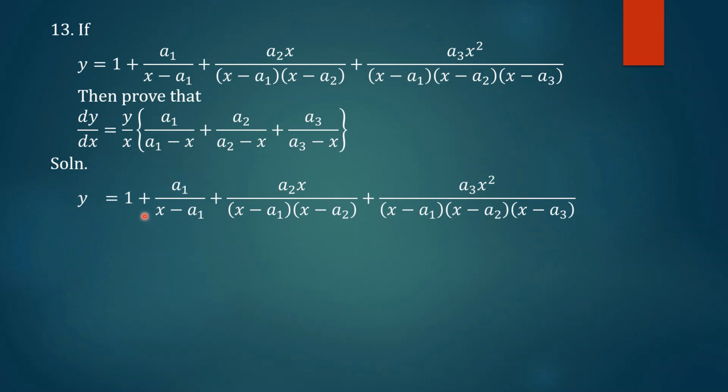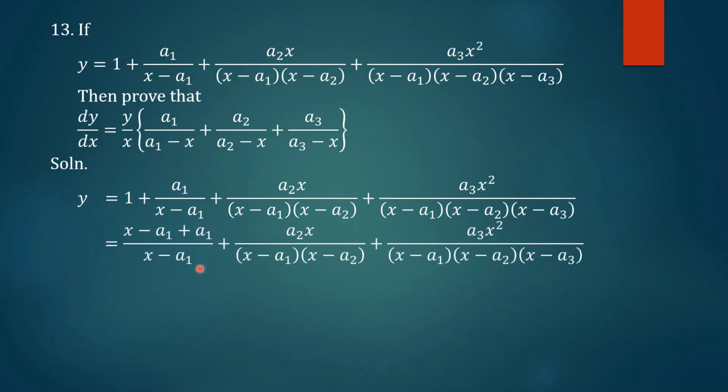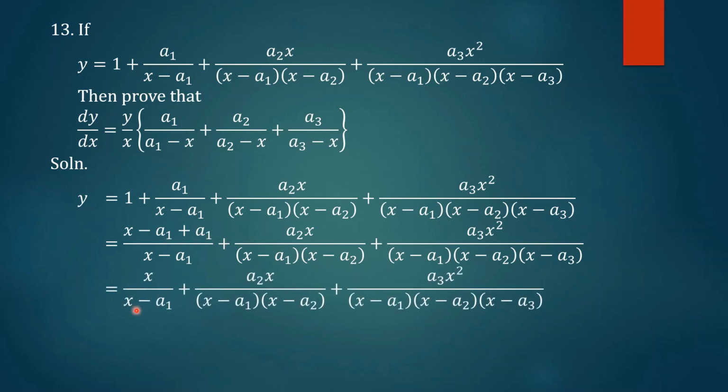Okay, so first you take LCM from these two. You see the LCM x − a1. So x − a1, then plus a1 is there. The rest of the terms are remaining same. This positive negative a1 is cancelled. So it is only x by (x − a1), and the rest of the terms are remaining same.